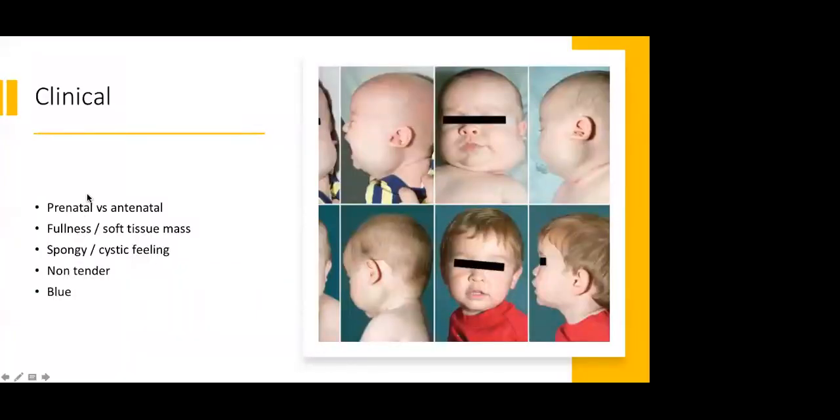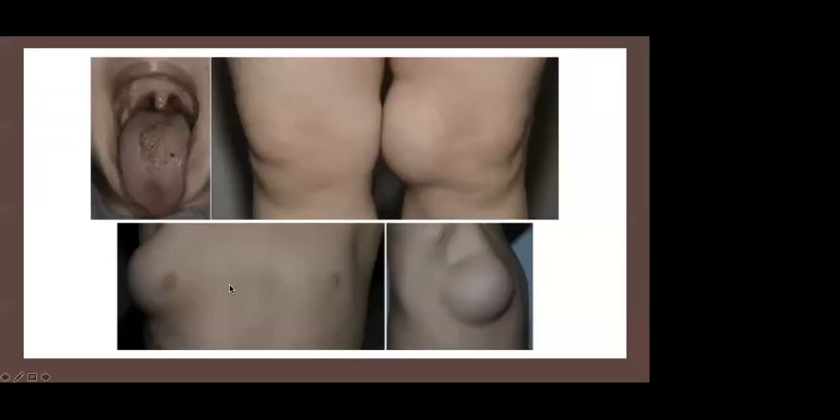So clinically diagnosing these patients, they can be diagnosed prenatally, when they're quite big, and also postnatally. They usually present as a fullness and a soft tissue mass, which feels quite spongy and cystic. They're non-tender, and they can have a bluish hue to them. They usually appear in lymphoid-rich areas, so the head and neck area, axilla, and groins are the most common sites for them.